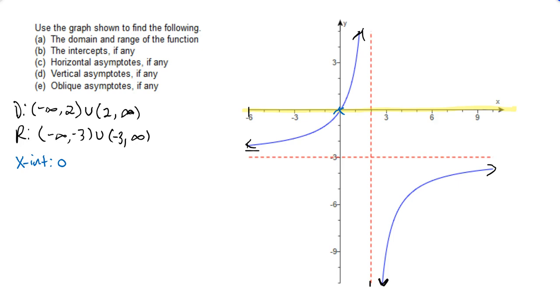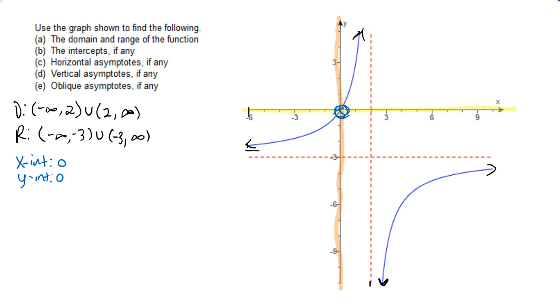And then we also have y-intercepts, and a y-intercept is where the graph crosses the y-axis. The y-axis is this vertical axis here, and the graph is crossing that vertical axis in the same spot at the origin. So we have a y-intercept also at 0.